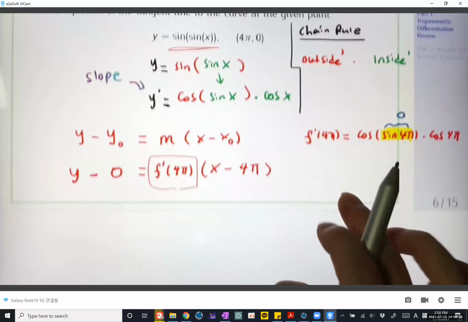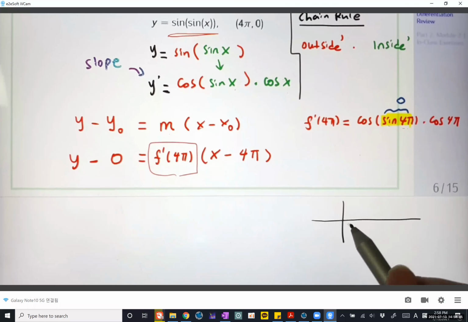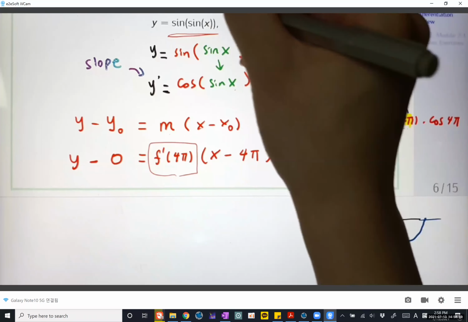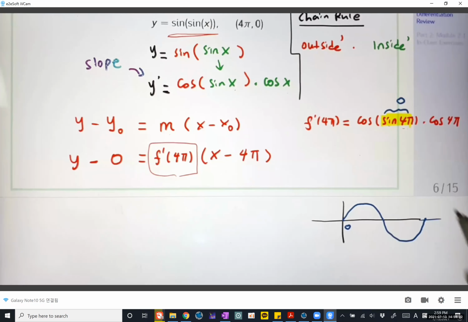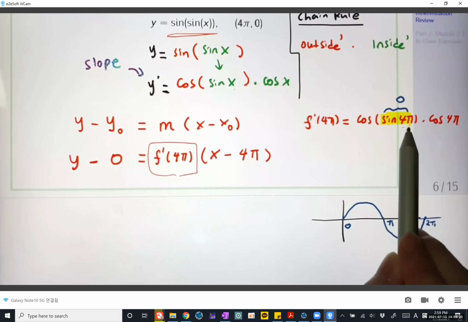And to explain why, let me quickly show you the graph of sine x. Does anyone remember the shape of the sine x graph? It looks like this: up and down and come back. Do you understand? So that's the normal sine x graph, right? And sine x is 0 whenever you have a multiple of pi, like 0 here, pi here, 2 pi, 3 pi, 4 pi, and so on. So that's why whenever you have a multiple of pi, your y value becomes 0. That's why sine of 4 pi is also 0. Does that make sense?